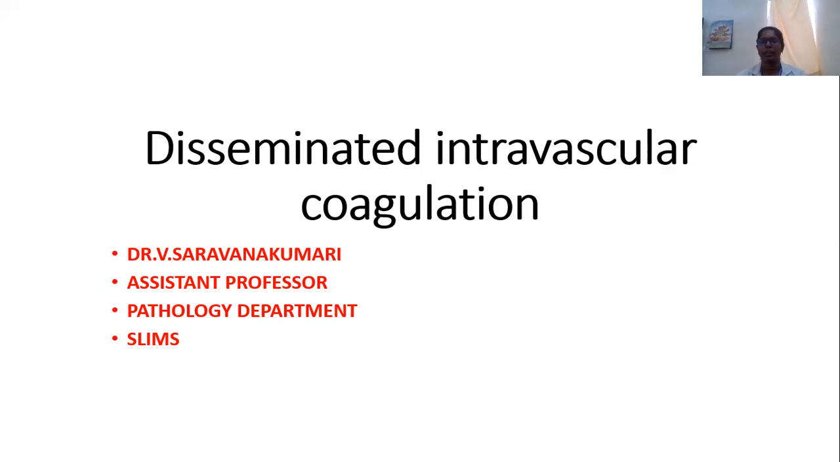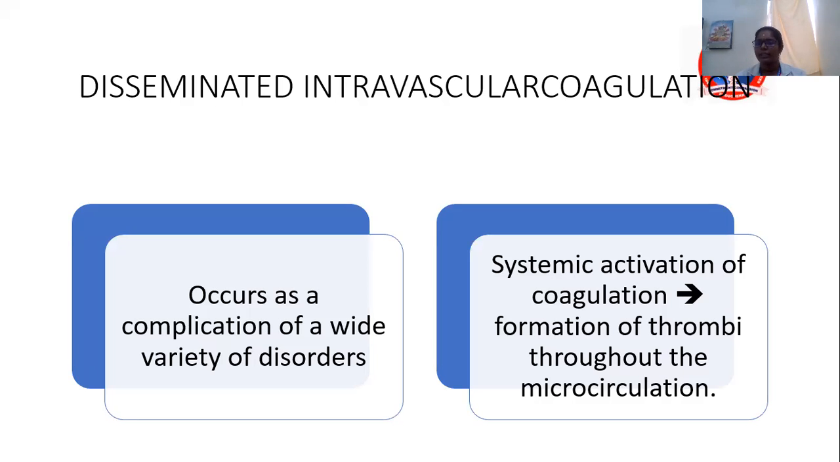Today I am going to take disseminated intravascular coagulation. What is disseminated intravascular coagulation? It is a systemic activation of coagulation. Because of the systemic activation of the coagulation factors, there is a formation of thrombi throughout the microcirculation. It may be a complication of a wide variety of disorders, right?